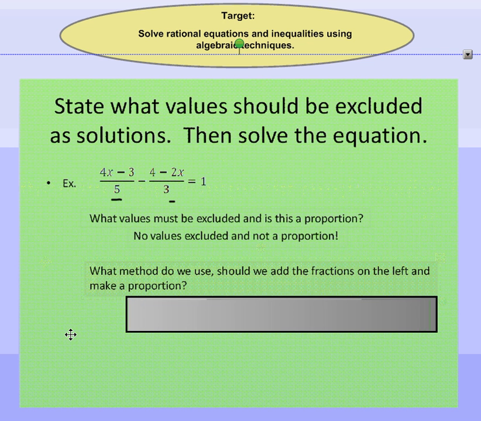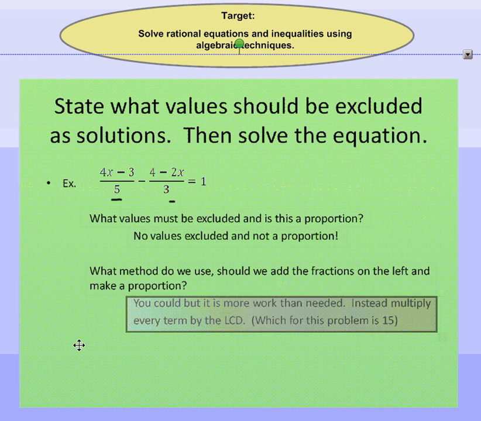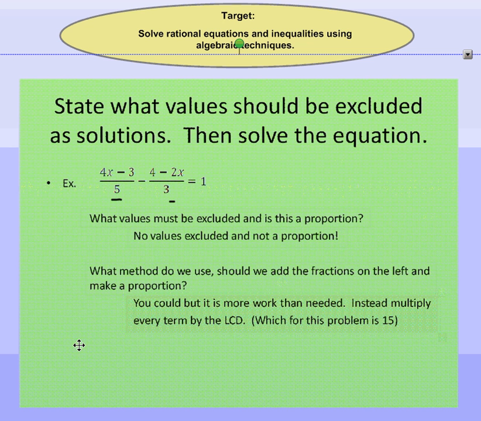And what method should we use to solve? Should we add the fractions on the left side, combine them? Should we make a proportion out of this? I'm a fan of looking at the least common denominator, least common multiple of the denominators, and multiplying every term of the expression by that least common denominator. You see, the least common denominator is 15. So what we're going to do is multiply every term by just 15, not 15 over 15, just 15. Let's see what happens with that.